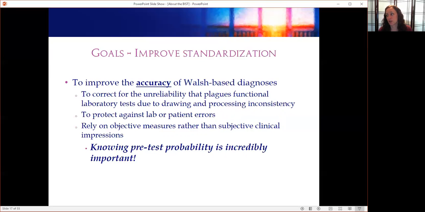So sometimes what if the patient forgot to go off their supplements before they got their labs drawn, or the lab didn't know exactly which tube to put it in? This helps us to rely on objective measures rather than just subjective clinical impressions.